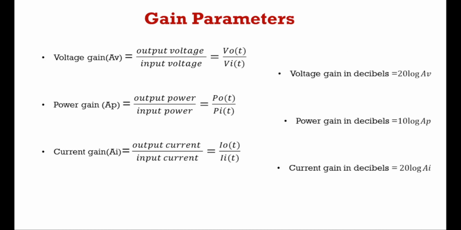So here are some gain parameters which are frequently used to describe the behavior of an amplifier. These are voltage gain, power gain and current gain, which are the ratios of the output signal to the input signal, and they can also be represented in decibel form. The decibel value is just a logarithmic way to express any signal ratio. It is required when the value of the gain becomes very large. Now we know that in the amplifier, the power delivered to the load is greater than the power drawn from the signal source. How is this possible?